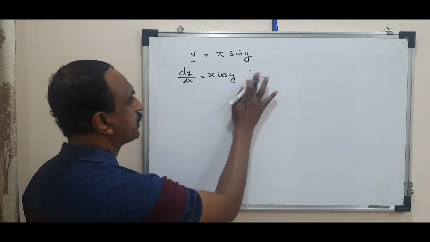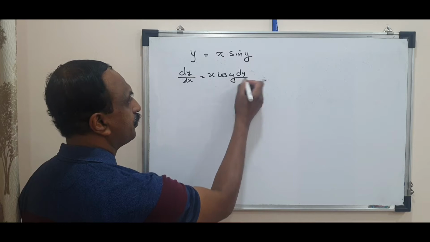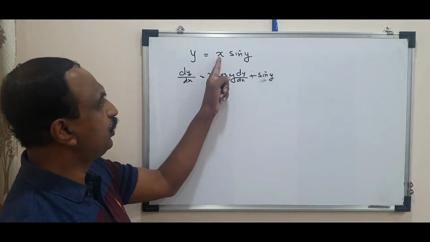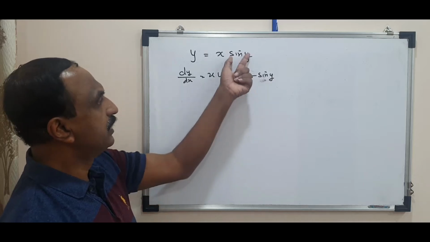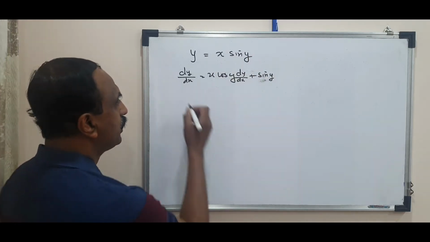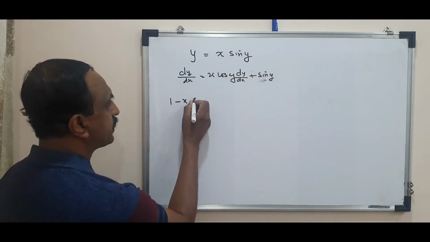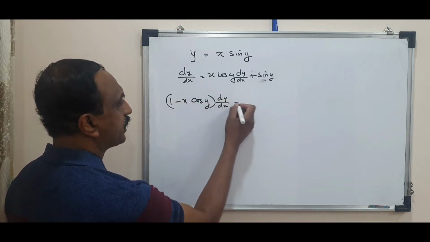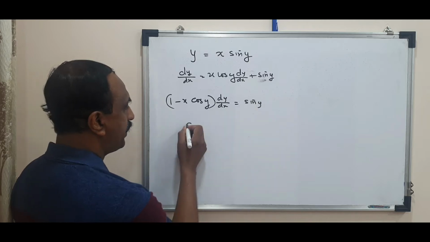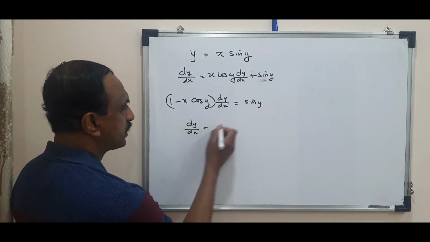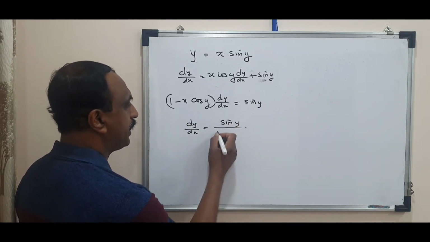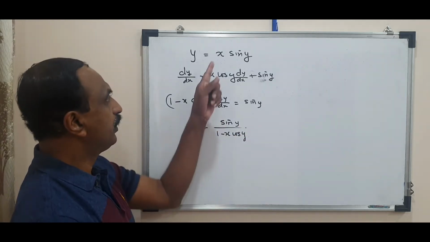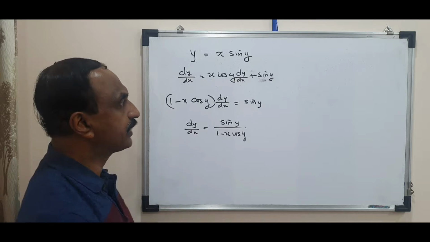cos y dy by dx plus sine y into 1. I applied the product rule, x into derivative of sine y plus sine y into derivative of x. So when I take dy by dx as a subject, you will be getting your answer in this manner. And dy by dx will be sine y upon 1 minus x cos y. This will be your answer. So if you take the function in this manner, you get this answer.